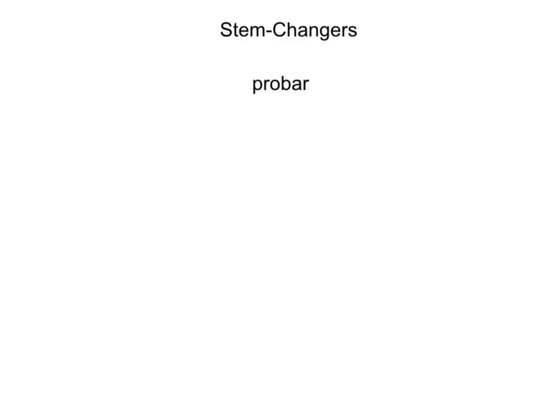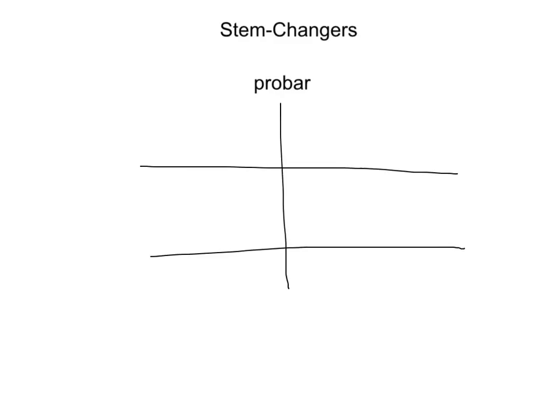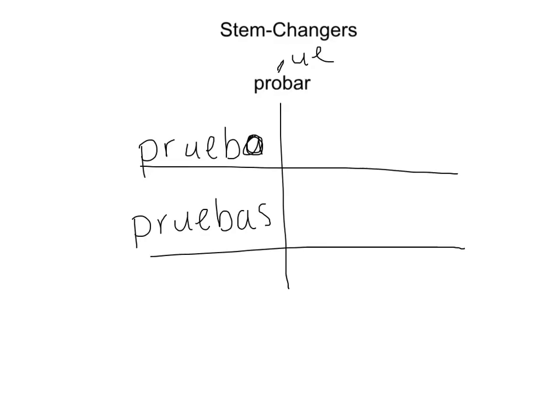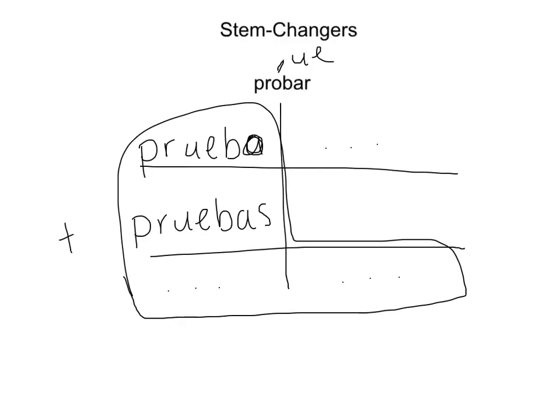And last but not least, we have probar. Probar is also a boot verb that changes from O to UE. Pruebo, pruebas, prueba, probamos, probáis, proban. Again, the stem change occurs in the boot. Tú is in the boot, so we keep that stem change when we're turning it into a command. Cross off the S. Prueba, pruébalo. Probar means to try or to taste.